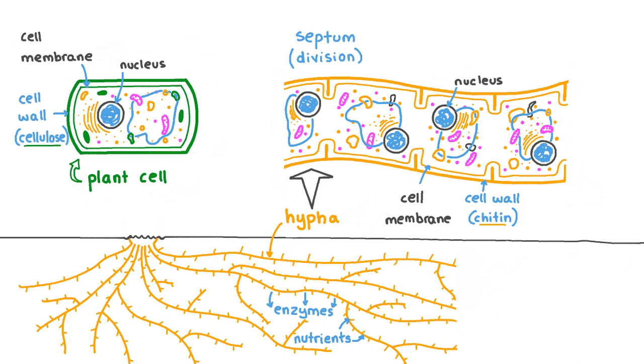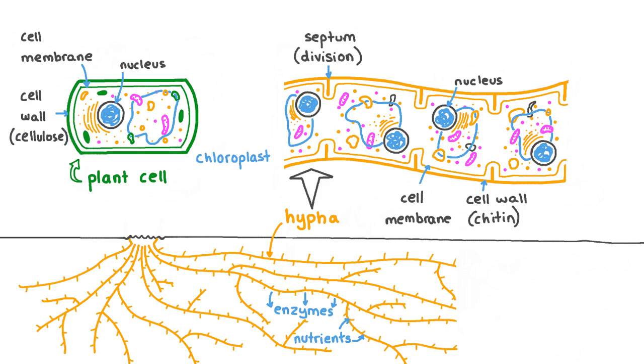The hyphae of some species of fungus possess complete divisions between each cell. These dividing walls are called septa, or a singular septum. Some species of fungus possess incomplete septa, and some have no divisions at all. Unlike the cells of plants, which are autotrophs and carry out photosynthesis, you will not find any chloroplasts within the cells of fungi.